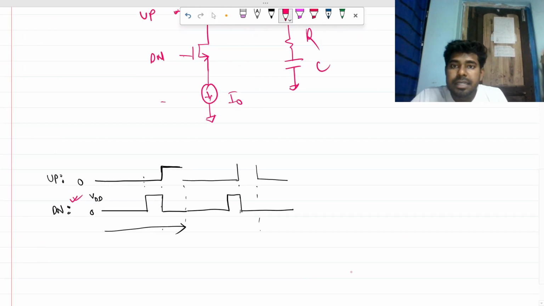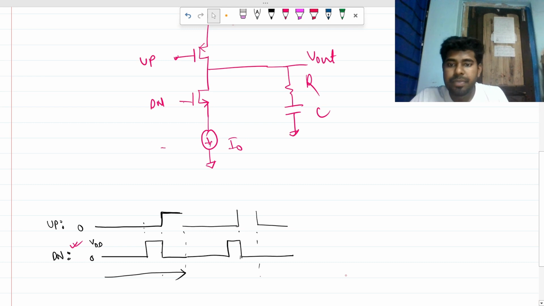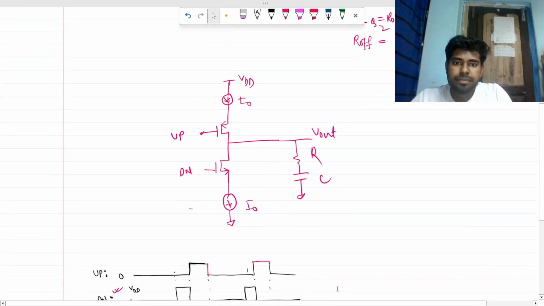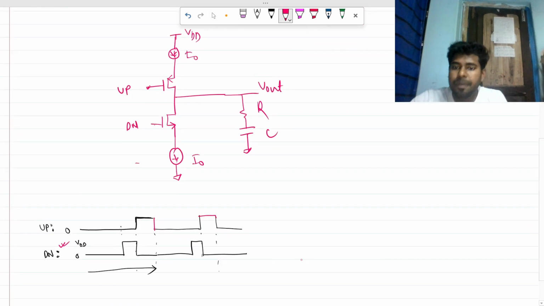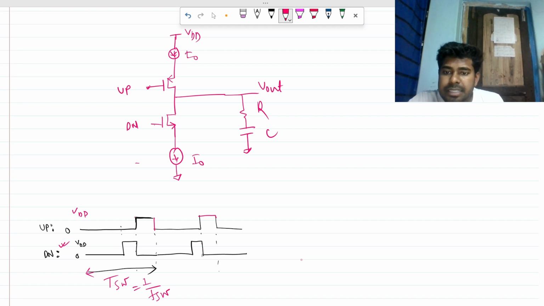Now let's go into the intuitive portion. So this is 0 and this is VDD, and let's say this is our switching period TSW, at a switching frequency FSW. So this is the time period of the switching, and you can assume this width is nothing but, let's say, 20% of your TSW. We can assume that, 20% of your TSW.